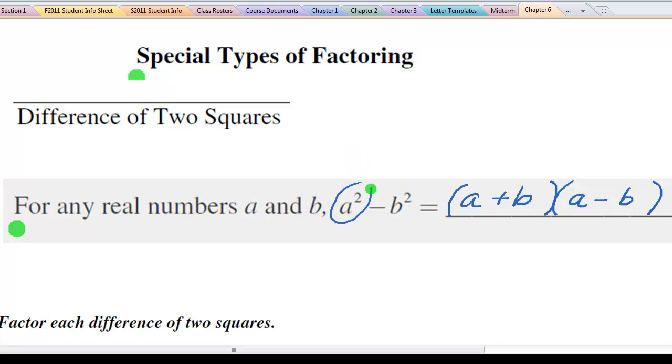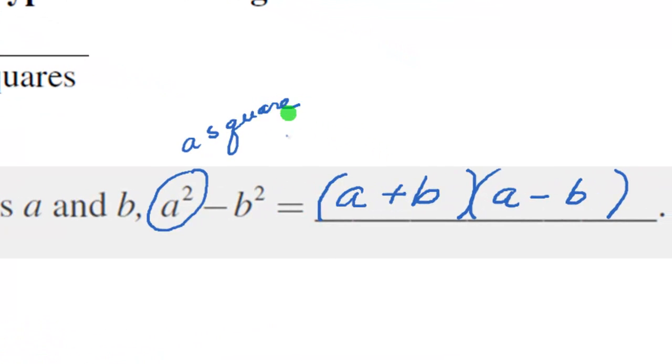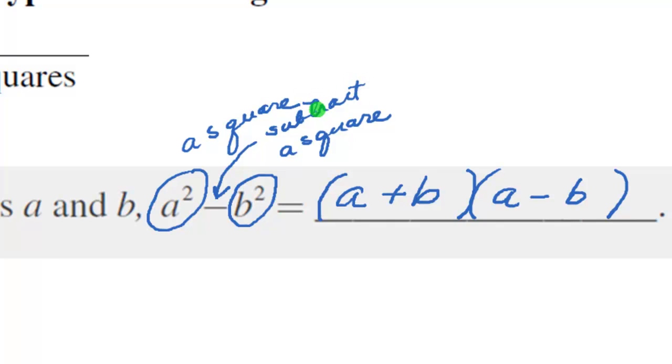Some things for you to look for. This first term is going to be a square. This next term is also going to be a square. It's called the difference of two squares because you are going to have subtraction here. Because you're looking for squares, it's important that you can recognize squares.